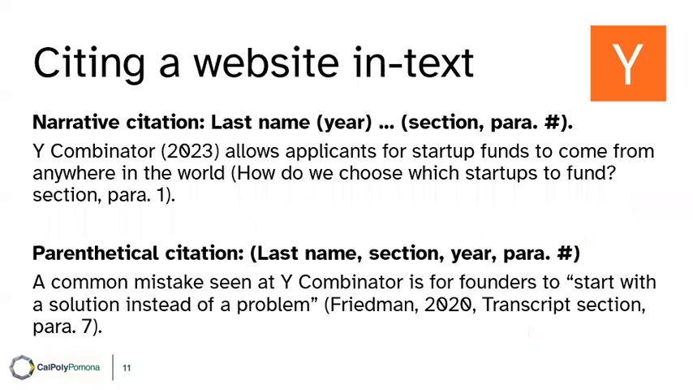Here's how to cite a website in text. Use the author's name and the publication year. For these examples, we are citing pages on the Y Combinator website, which helps people start their own company.